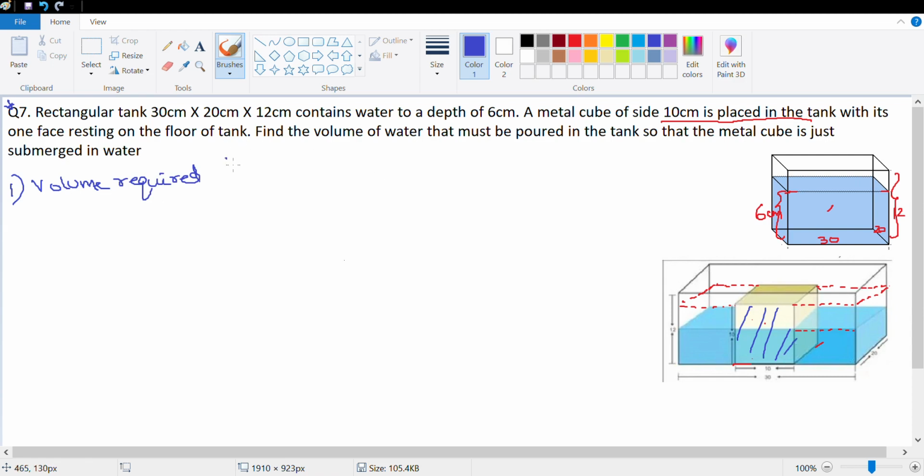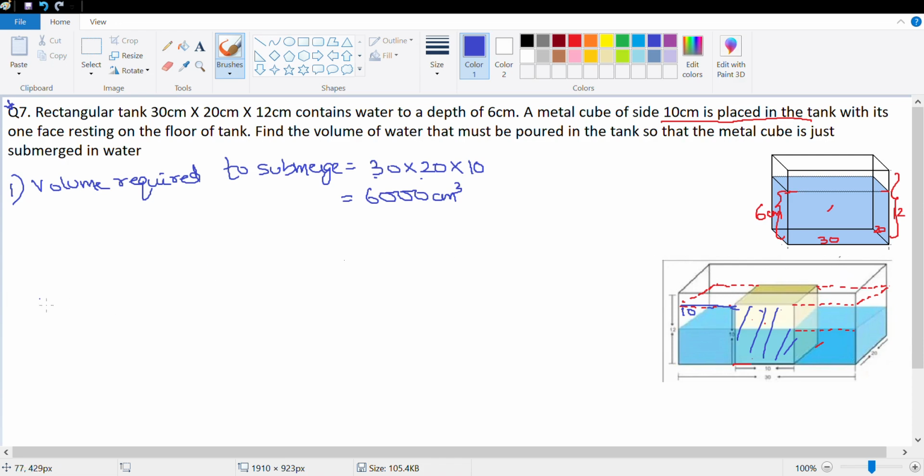So volume required to submerge will be equal to the length into breadth into height. In this case, they wanted height up to 10. So length is 30. Breadth is 20 and the height is 10. This much volume is required to be filled. This is 3 into 2, 6, and this is 6,000 centimeter cube needs to be filled. This is the total centimeter cube that needs to be filled.